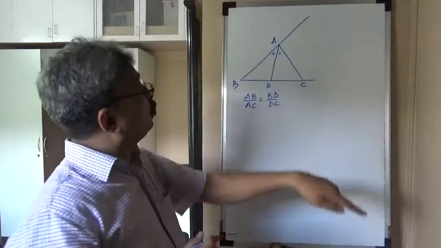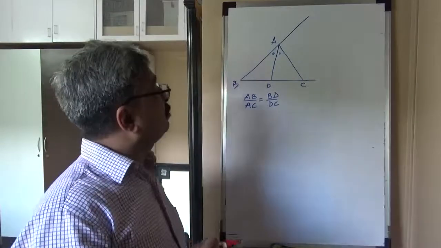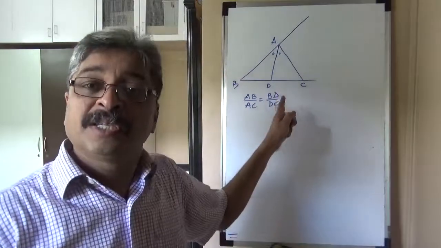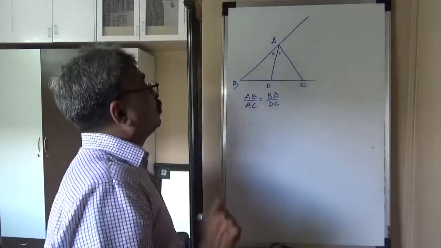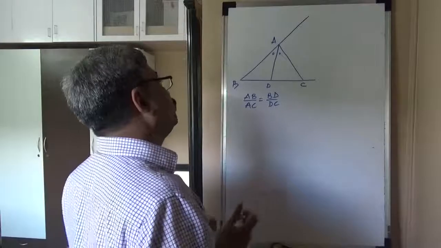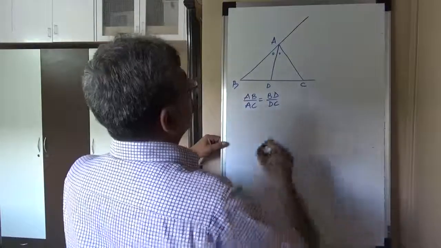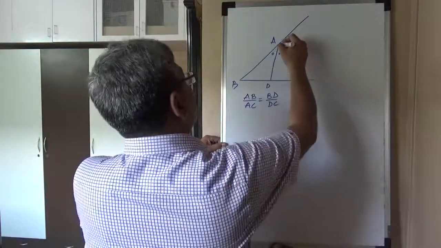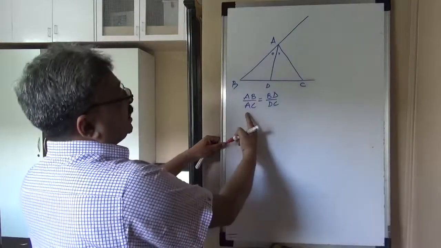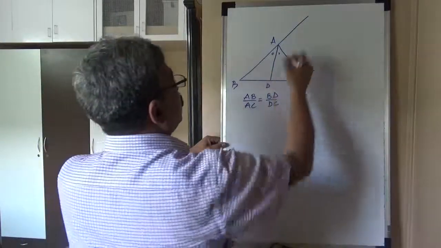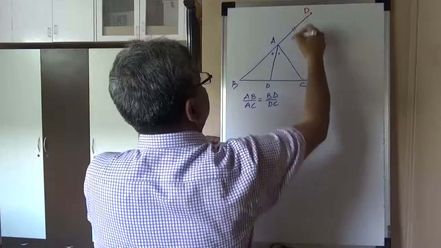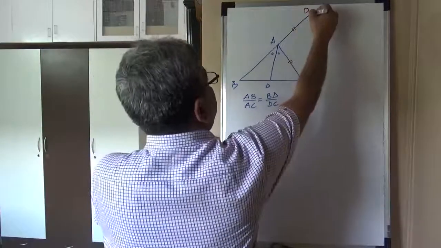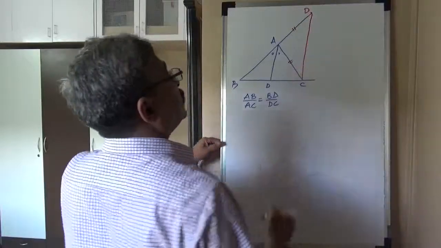This has nothing to do with the Pythagoras result or the similarity, but this is a BPT result. BPT is required for doing this. Now, let me show you one particular proof. AB upon AC is difficult, therefore what we do is we copy AC over here such that this distance is equal to this distance and join DC.